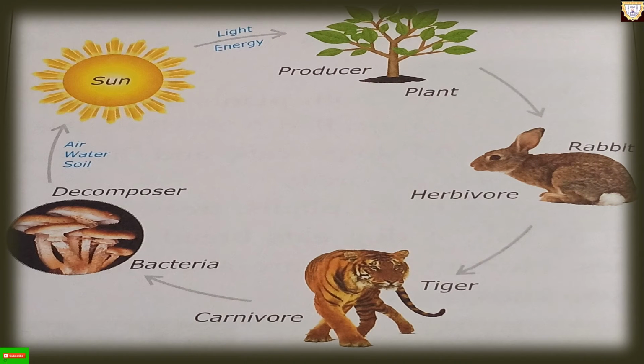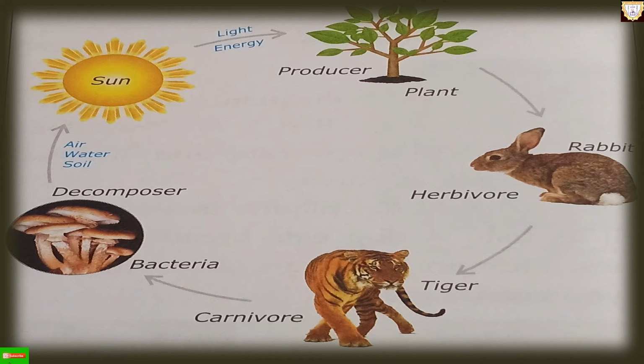The sun is the source of all energy on the earth. Plants use sun's energy, sunlight, to make their food. Food chain. It shows how energy from one living being passes to other living being. A food chain always starts with plants.